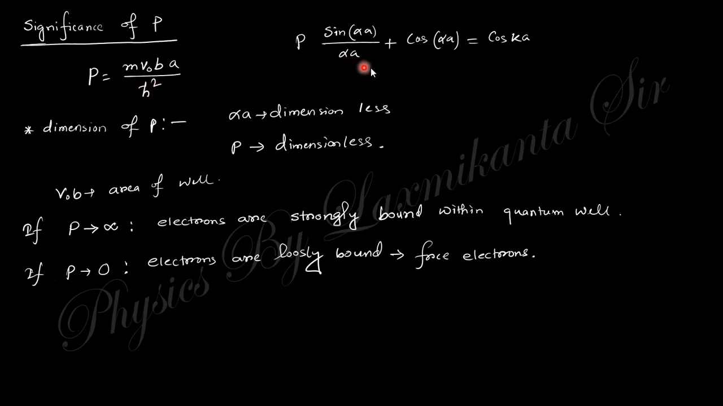Significance of P: you can see this is P, and if you want to find the dimension of P, alpha a is dimensionless, so this is also dimensionless, and this is also dimensionless. So finally P must be dimensionless. And if P tends to infinity, this is a strongly bound case, and P tends to 0 means loosely bound.